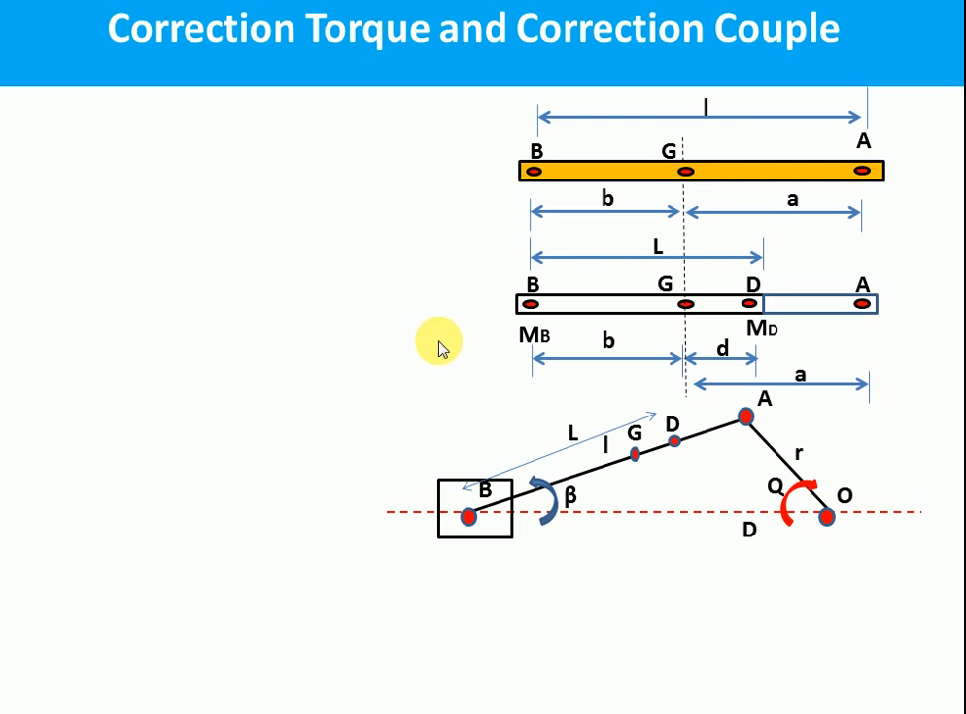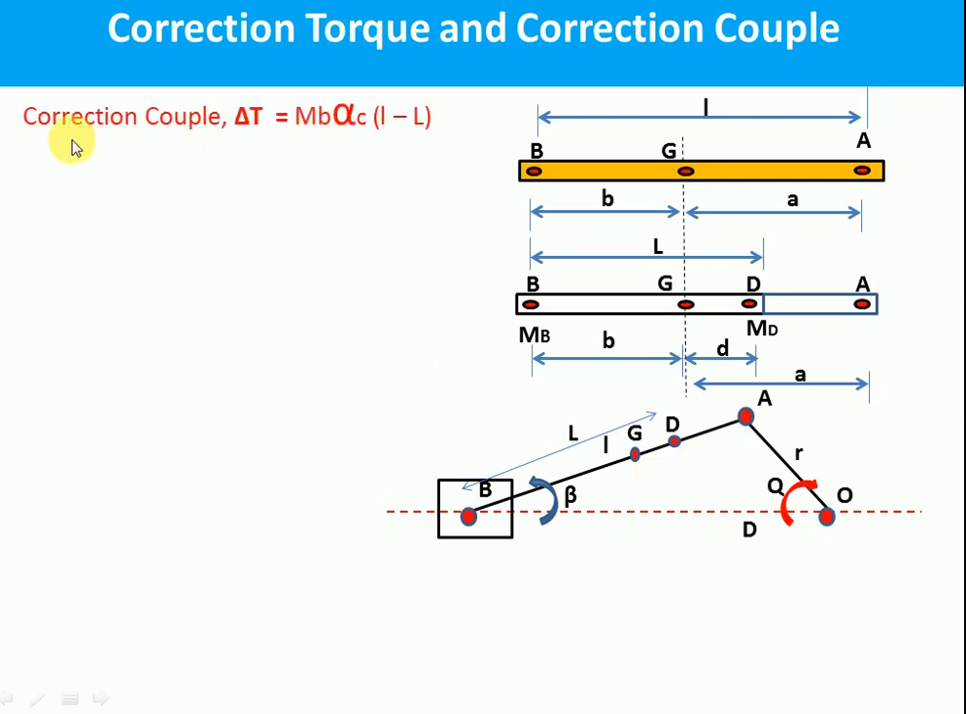So let's take the example of correction torque and correction couple in an application where a connecting rod is attached in a slider crank mechanism. So here you can see that AB is a connecting rod of length small l having center of gravity at G, same as we have done with this rod. This rod has been taken into the slider crank mechanism. D is the point of application of MD. The distance between B and D is capital L, and the distance between B and A is small l.